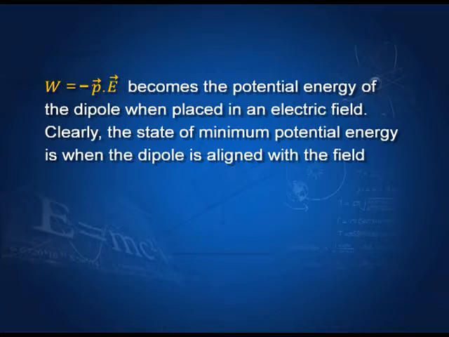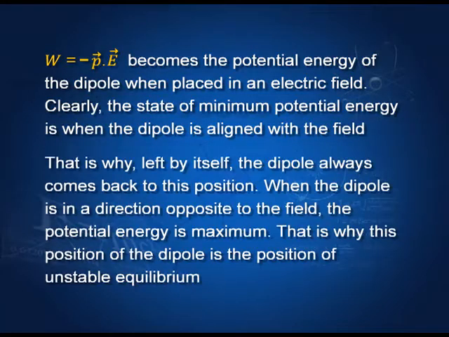Clearly, the state of minimum potential energy is when the dipole is aligned with the field. The position of stable equilibrium is one where the potential energy is the least. So, if the electric field is like this and the dipole is also like this, then it is the position of minimum potential energy. And if the field is this and the dipole is this, then the potential energy is maximum.